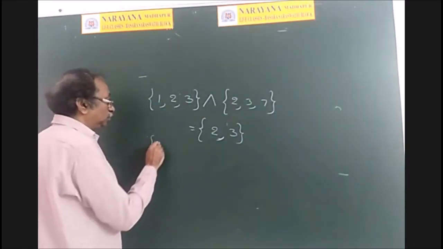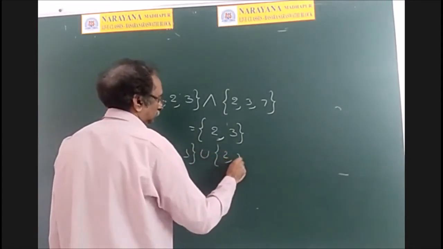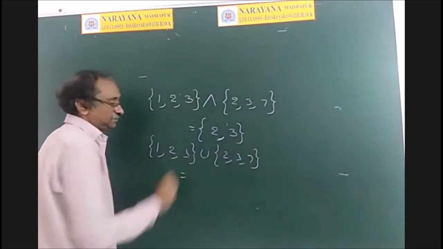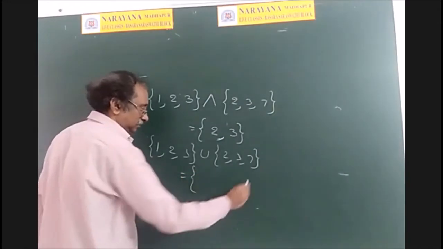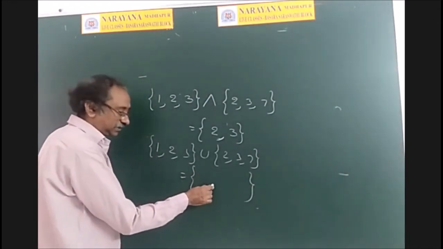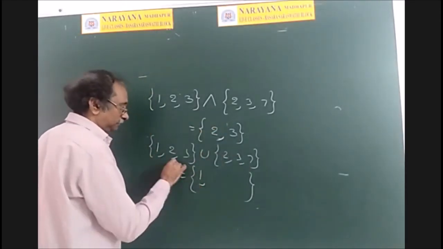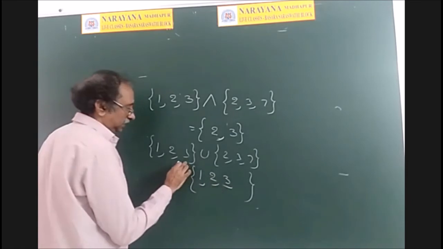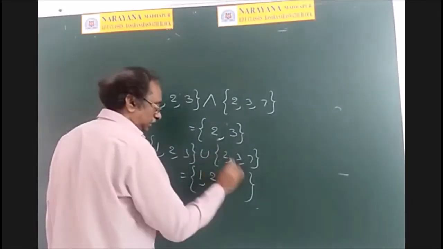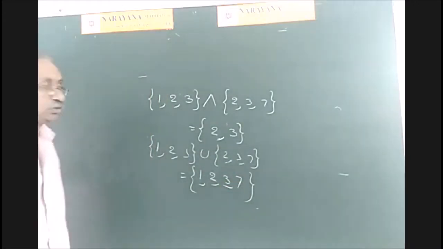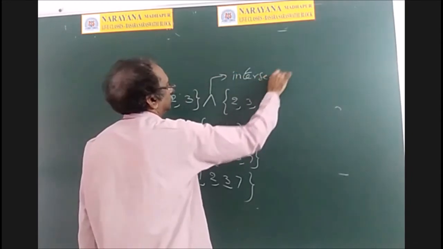And union means, this symbol is called union. Union means you have to write all the elements in the set. That means this set contains elements of this set and also elements of this set. That means 1, 2, 3. Already 2 is written, no need to write an element 2 times. 3 and 7. So that is called union. This symbol is called intersection.